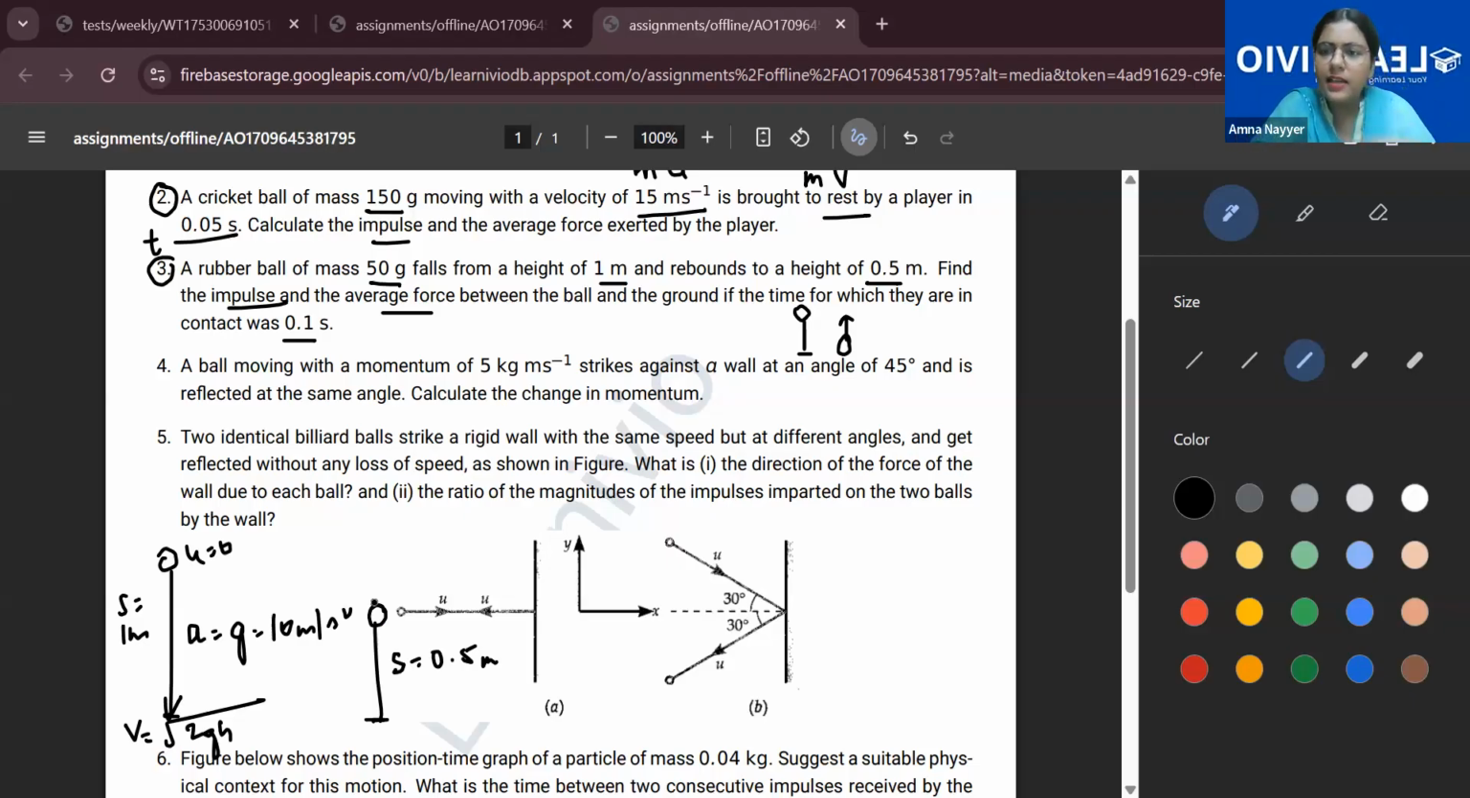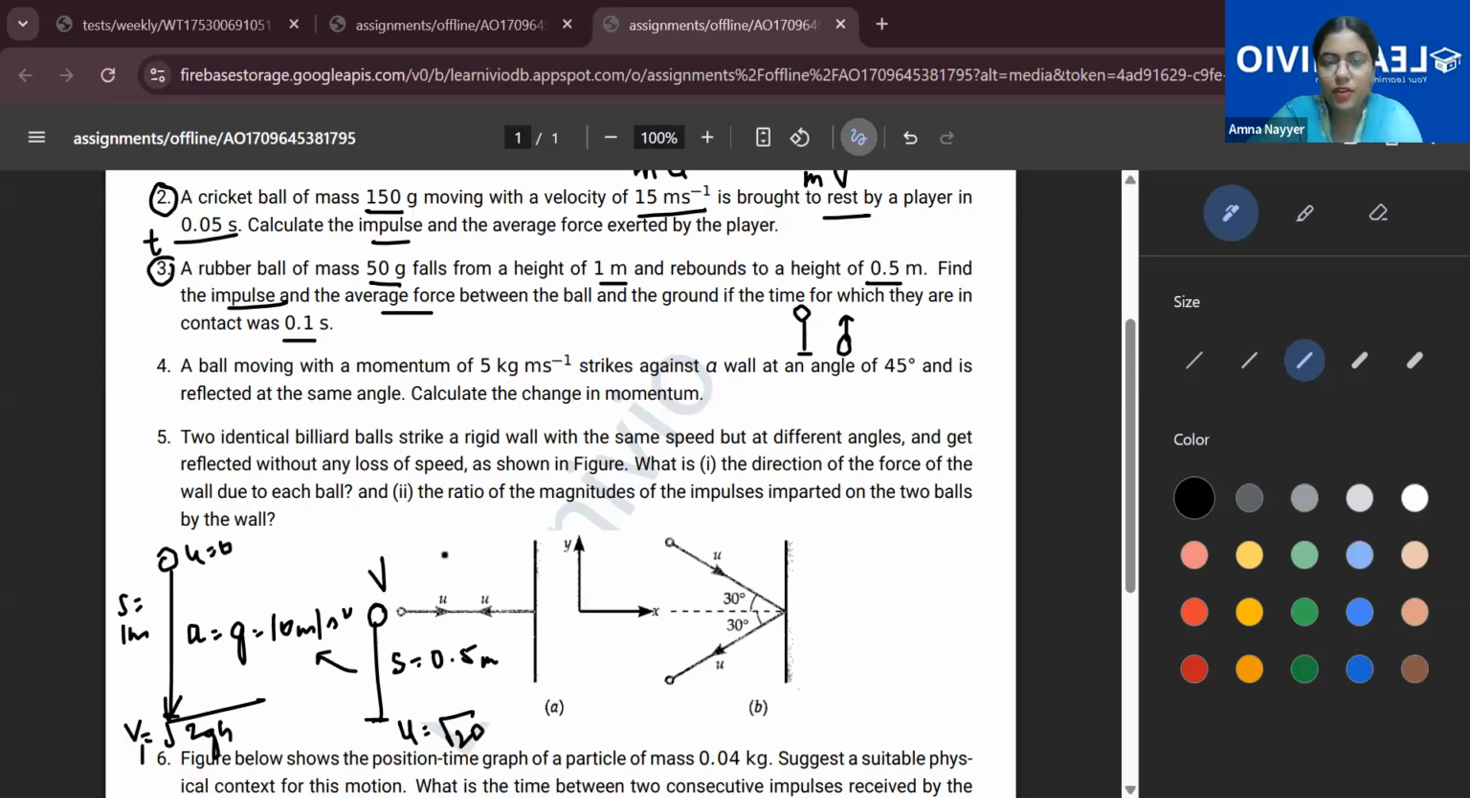It can happen that it is again rebounding back to 0.25 meters. We don't know that. So what do we know from here? We know the initial speed right now, because whatever was the final speed here will become the initial speed when the ball is falling high. So let's say we got here root 20. So root 20 becomes our initial speed, s becomes 0.5, and acceleration is the same acceleration due to gravity. From here we'll get this final velocity.